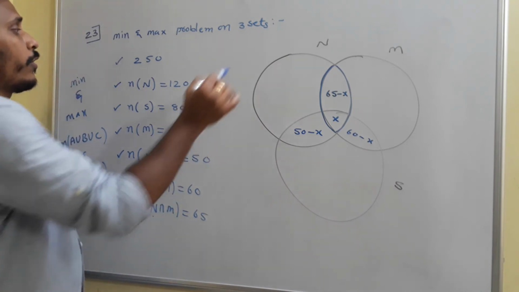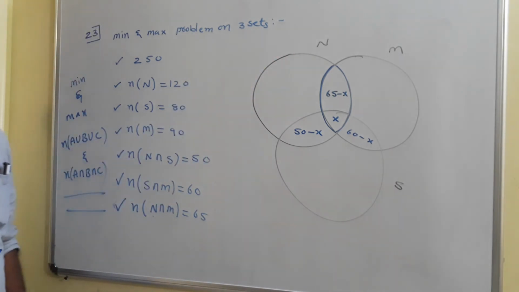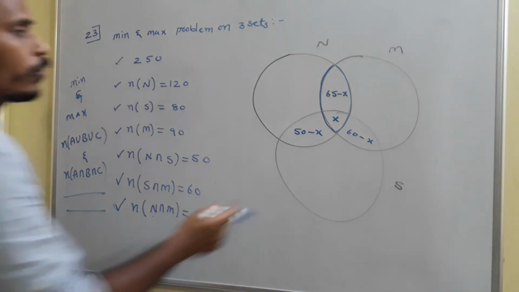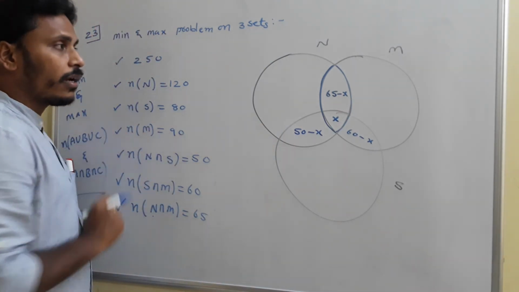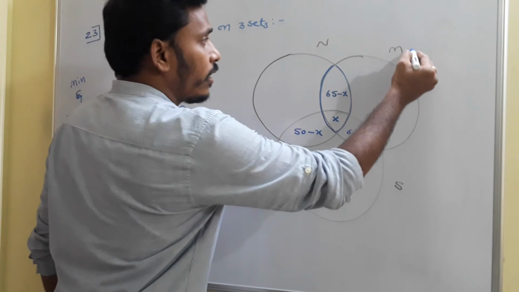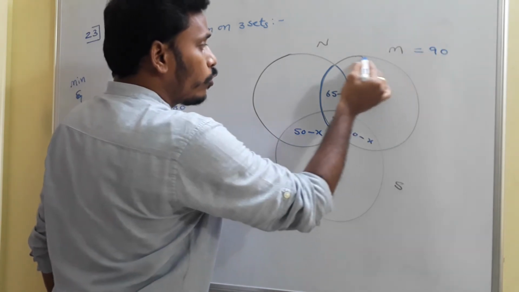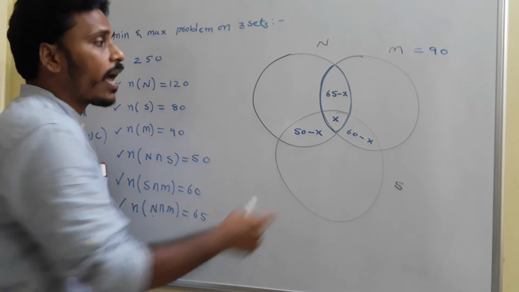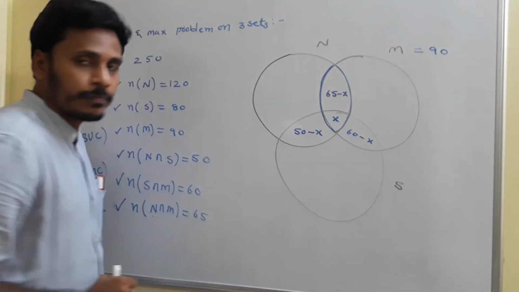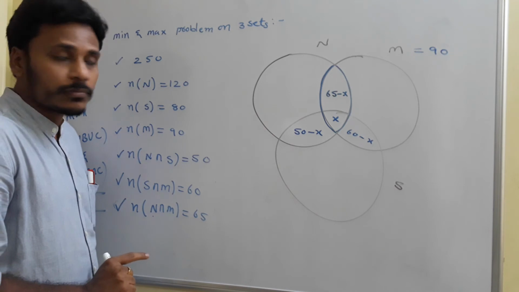Now, news is 120. The music total value is 90, and the sports total value is 80. Using those values, you need to fill the remaining regions. Suppose you need to fill this value. Just think about it. Music is how much? 90, right? Since music is 90, the total value in this set must be 90. To maintain that 90, I need to fill a number here.